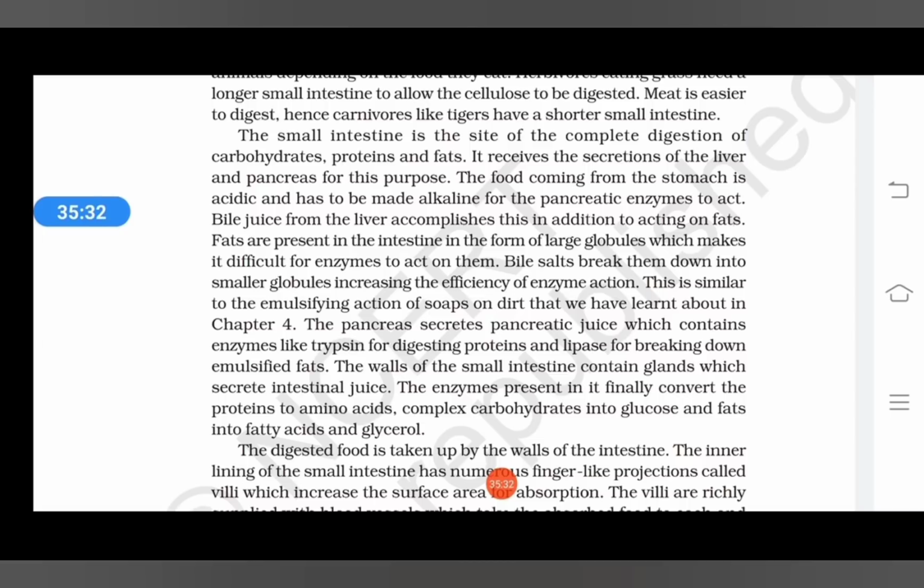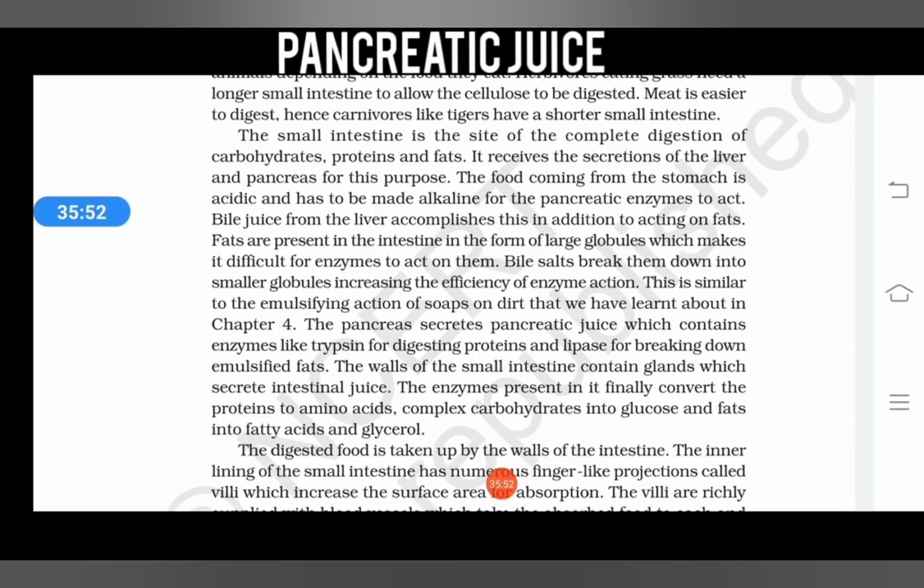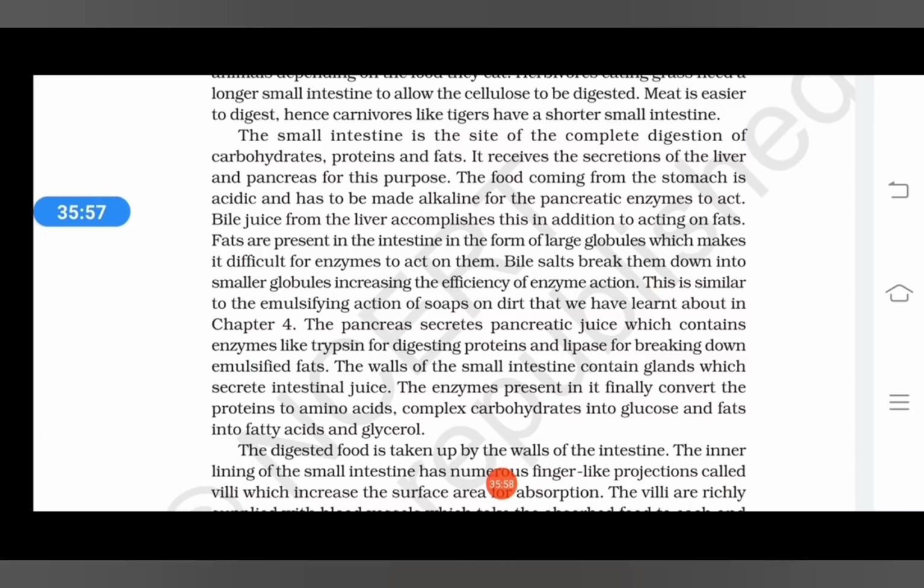So you have to remember all the enzymes. First one is the bile juice from the liver. It acts on fats. The pancreas secretes the pancreatic juice, which contains enzymes like trypsin, and it is used for digesting protein. And intestinal juice, which is secreted by the small intestine.